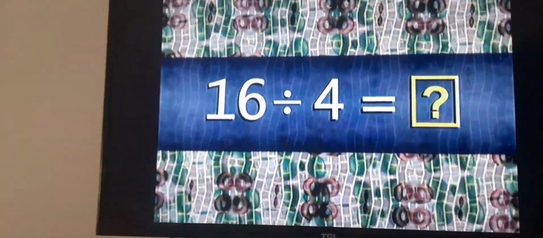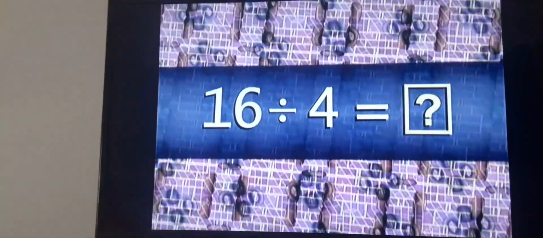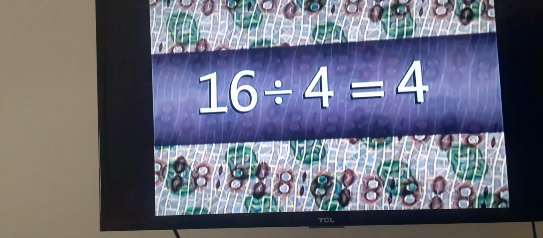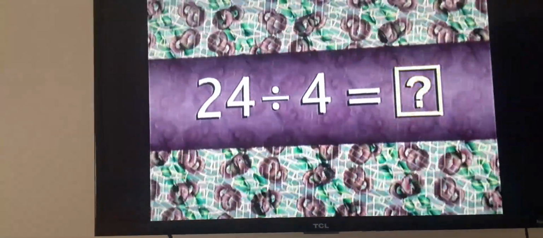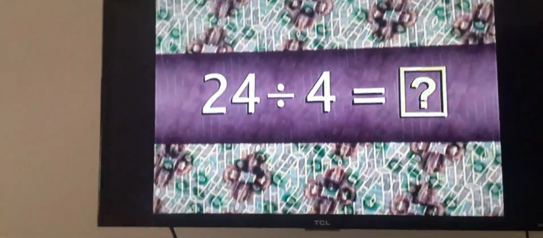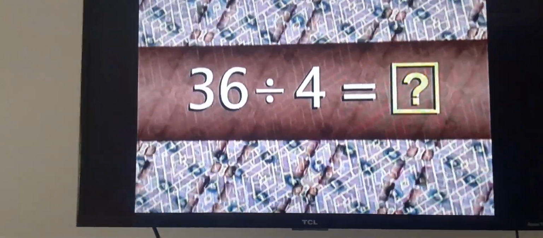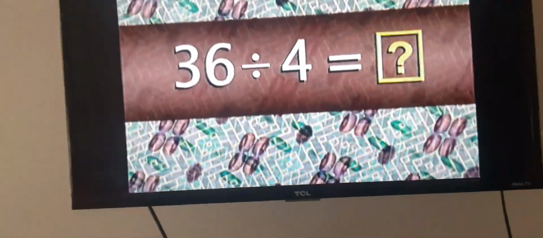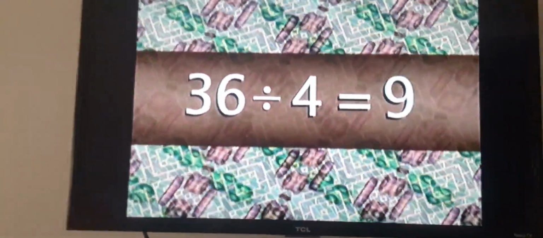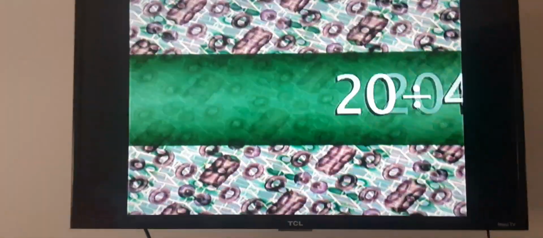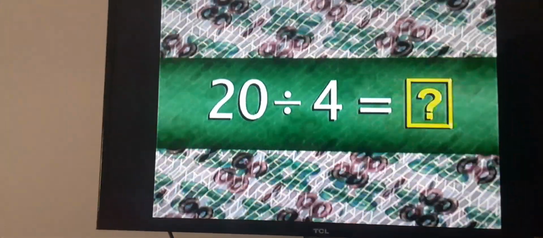16 divided by 4 is 4. 24 divided by 4 is 6. 36 divided by 4 is 9. 32 divided by 4 is 8. 20 divided by 4 is 5.